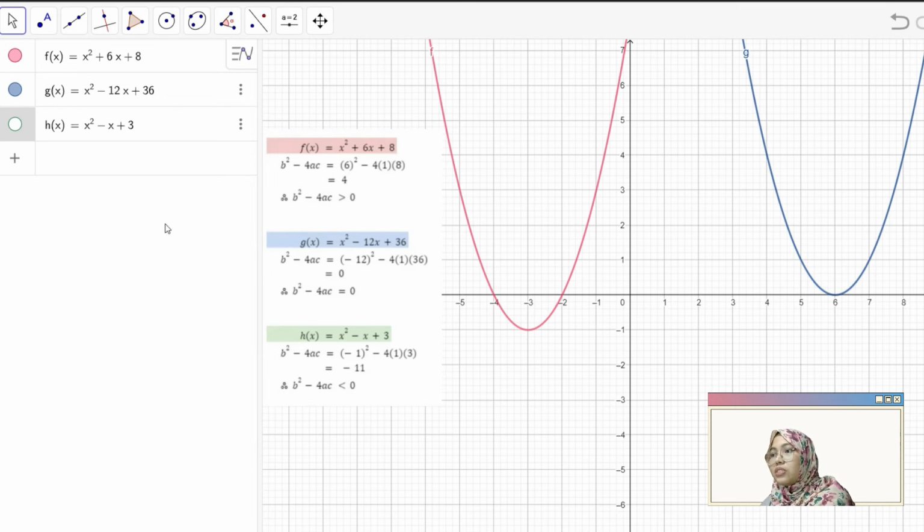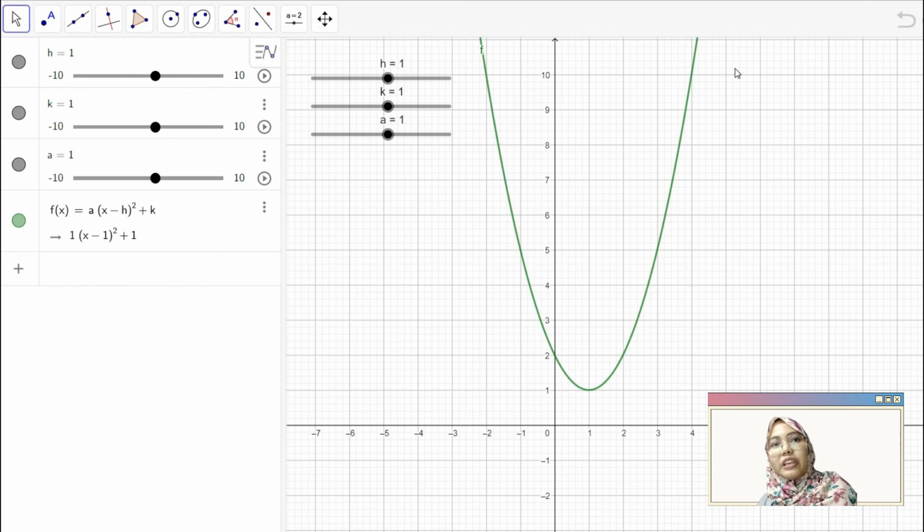So for the third function, h(x) equal to x squared minus x plus 3, the discriminant value is equal to -11, which is less than 0. So we can see that the type of roots for function h(x) is not real. So the graph of h(x) will be like this. As we can see, the graph h(x) does not intersect with the x-axis at all. So this means that function h(x) has no real roots at all.